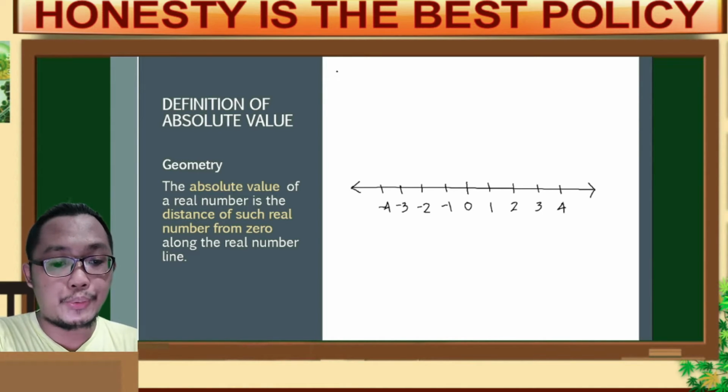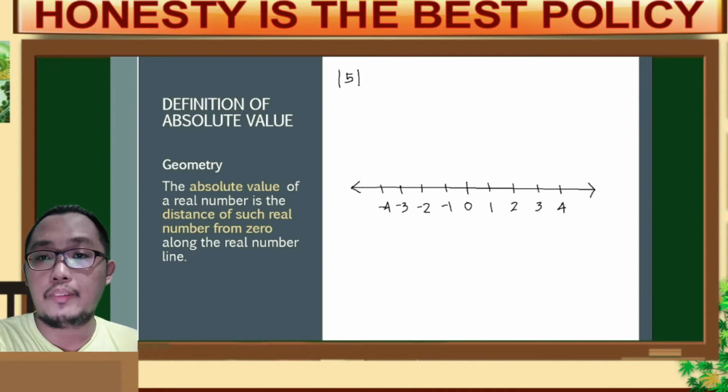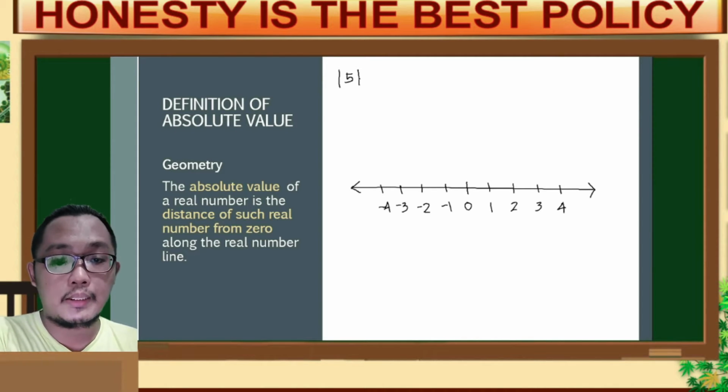Suppose that we wish to know the absolute value of a certain integer. An absolute value is usually denoted by two vertical lines like this, while we write the integer between those two vertical lines. Suppose that we wish to know the absolute value of 5, we are writing the 5 between those two vertical lines. And we are reading this as the absolute value of 5.